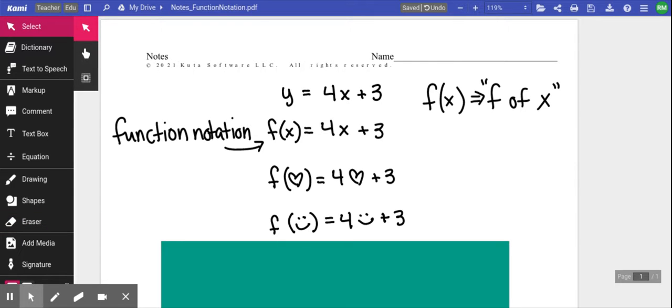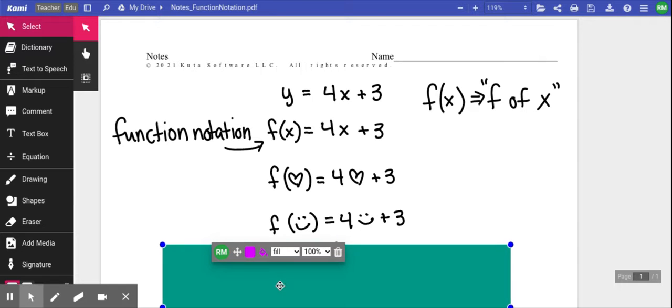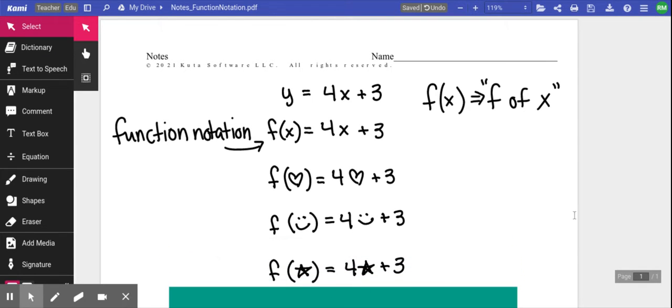So now we have f of smiley face equals 4 smiley face plus 3. Again, whatever we put in here is what we replace our variable with. Do we see that? You don't have to write this next one. I'm just giving another example, okay? Just to kind of help you see. Again, now we have f of star equals 4 star plus 3. We're not going to start calculating hearts and smiley faces and stars.